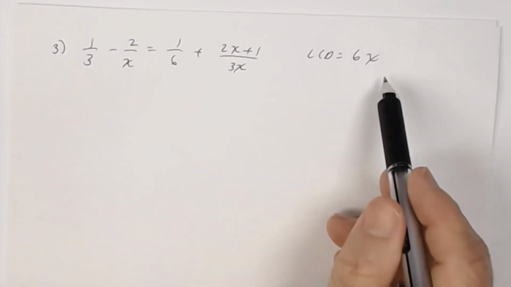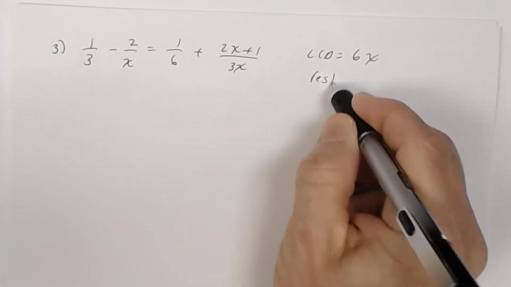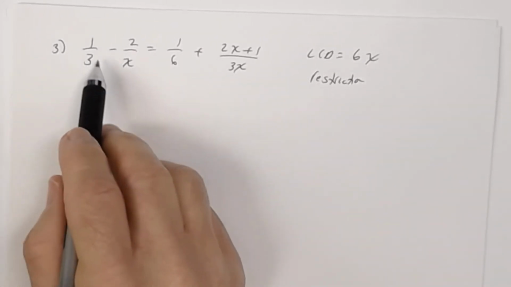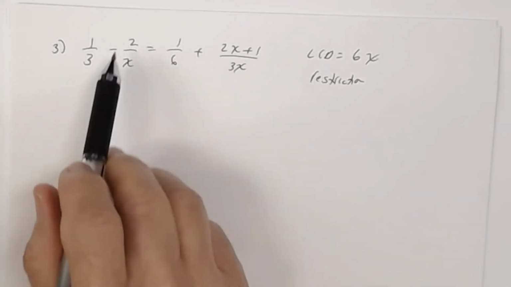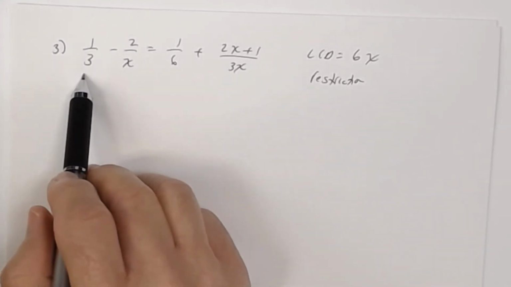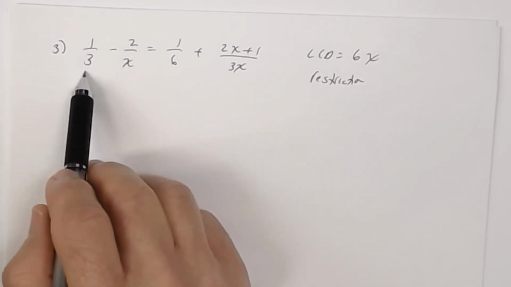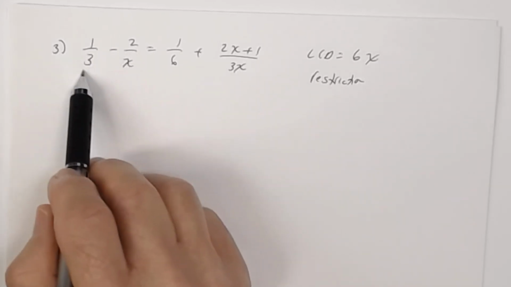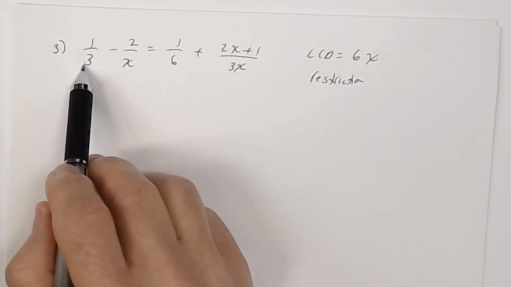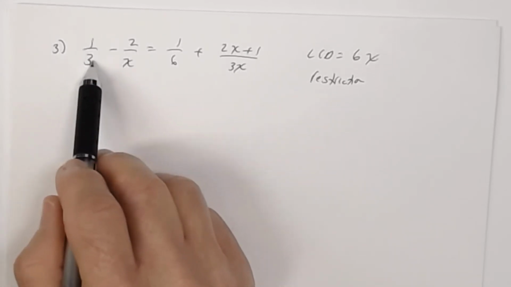Okay? The restriction, same as before. So if you look, these are all monomial factors. This denominator is never going to be 0. So remember, finding the restriction, you want to determine what makes this expression undefined. Well, a rational expression, a fraction, is undefined when the denominator is 0. Well, that's always 3. See, there's no variable here. So that's always 3. So there's no restriction here.